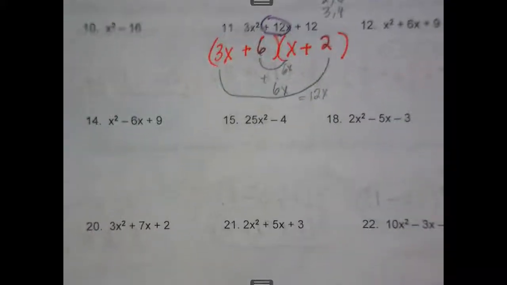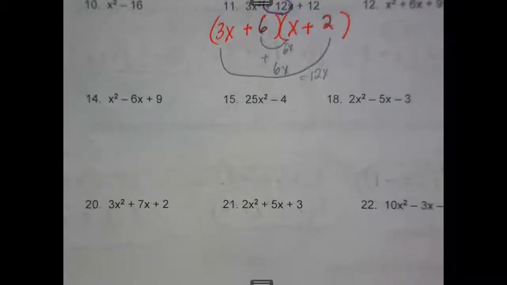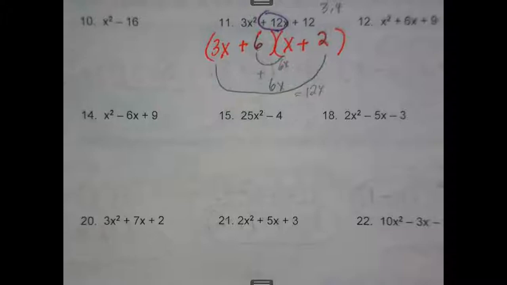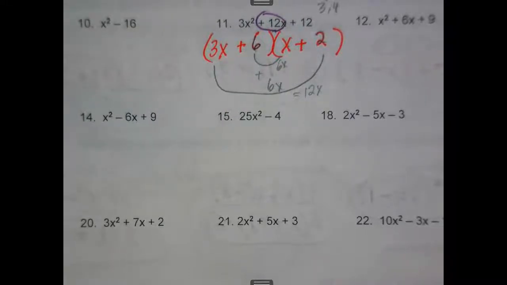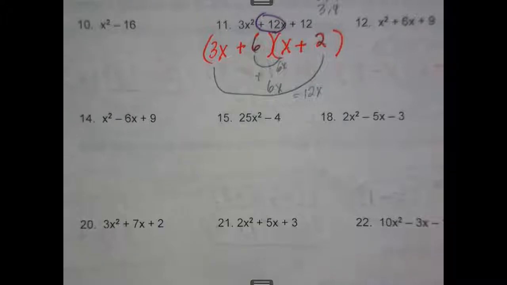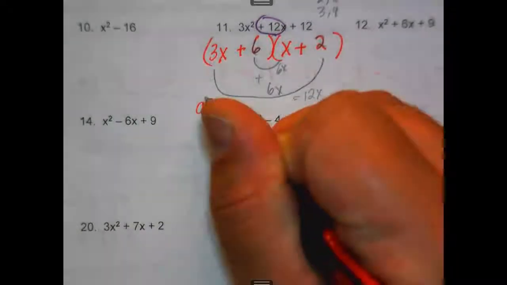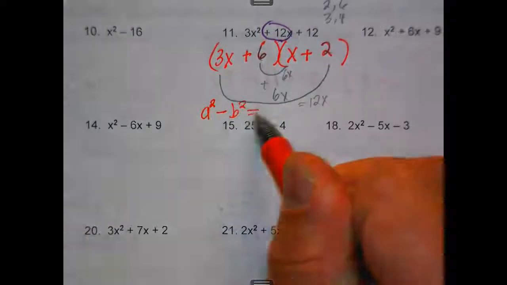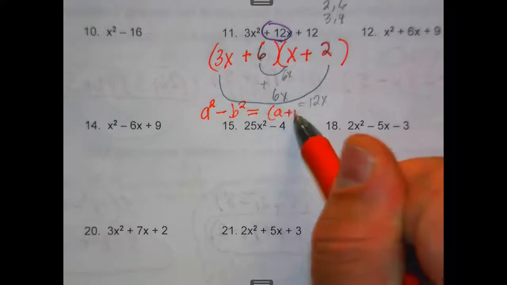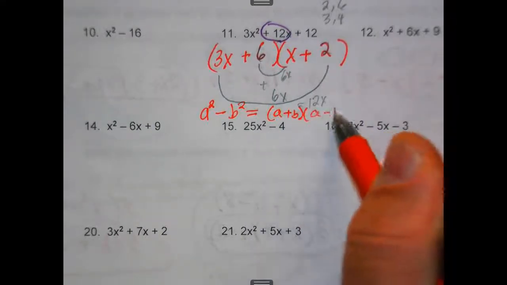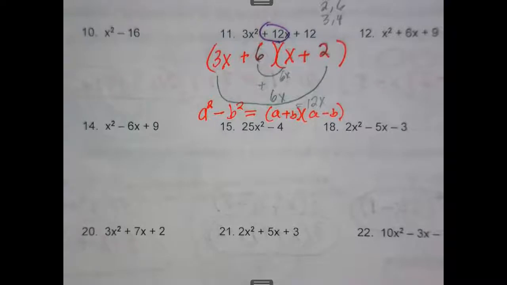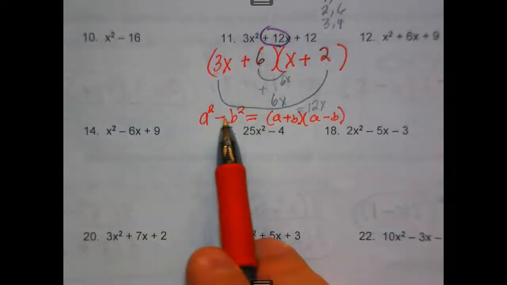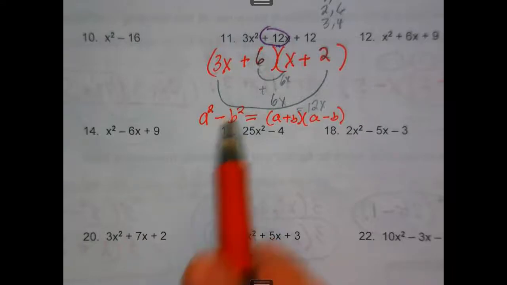Hey, let's do 15. Can I take any common factors out? No. What kind of problem do I have here? I showed you a shortcut formula yesterday, where I had the difference of squares. A squared minus B squared equals A plus B, A minus B. Okay? That's called the difference of squares. I have A squared minus B squared.